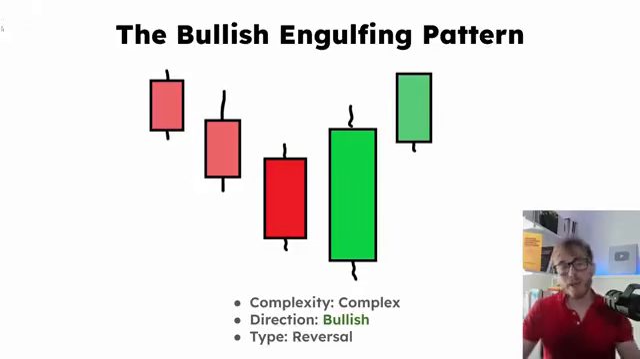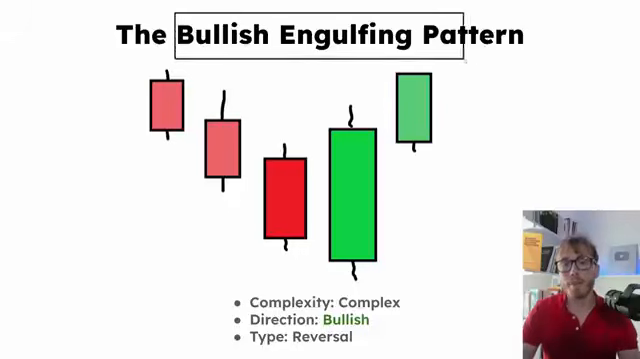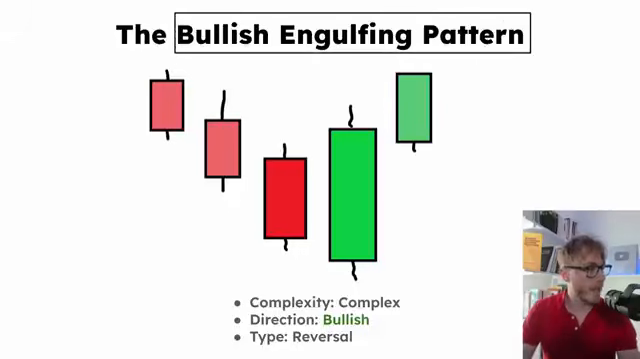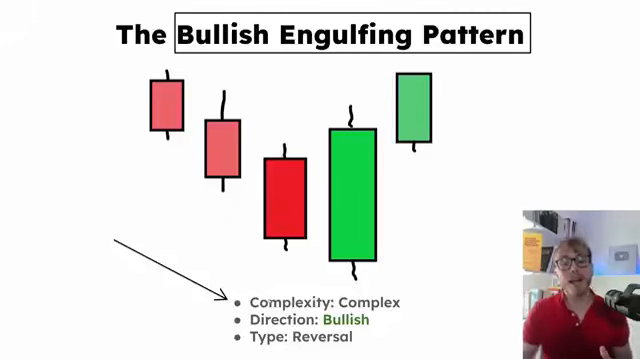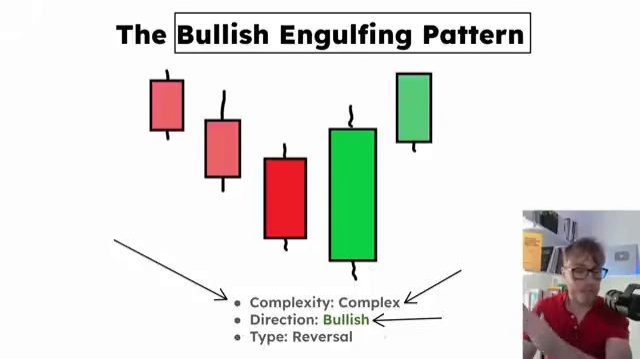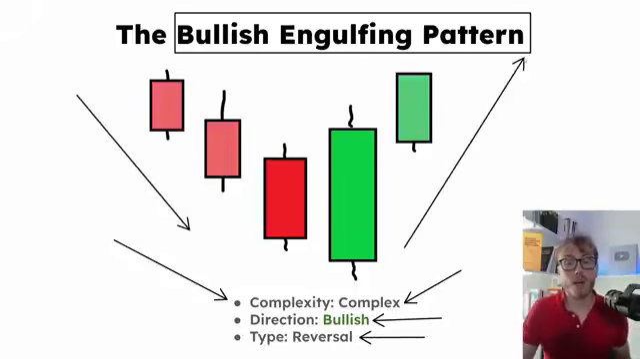So the very first pattern we're going to take a look at is called the bullish engulfing pattern. And as you can see here on the bottom, and I will do this for every single pattern, I list the complexity, the direction, and the type. And in this case, it's a complex pattern because it consists of more than 1 candle. It's a bullish pattern because it indicates a move towards the upside. And it's a reversal because it reverses the price from a downtrend to an uptrend.